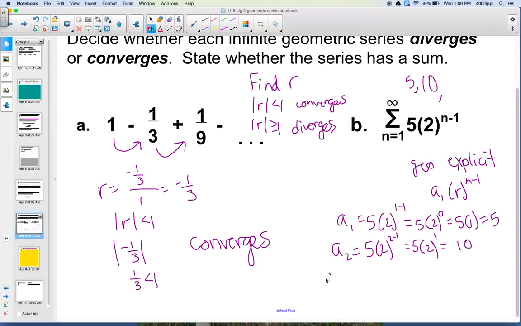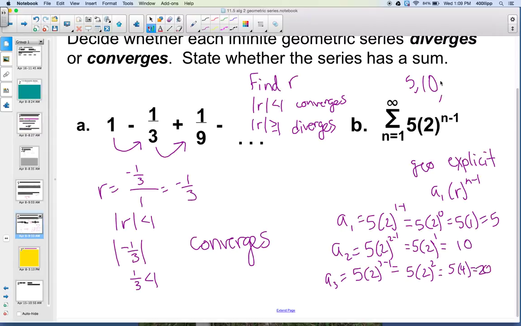Okay, moving on here, I'll find a sub 3, my third term. I'm going to plug in 3 for n now. 5 times 2 to the 3 minus 1 here. I have 5 times 2 squared. 5 times 4 is 20.